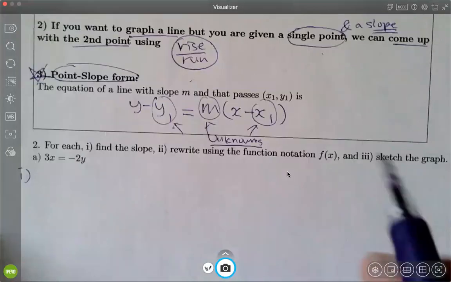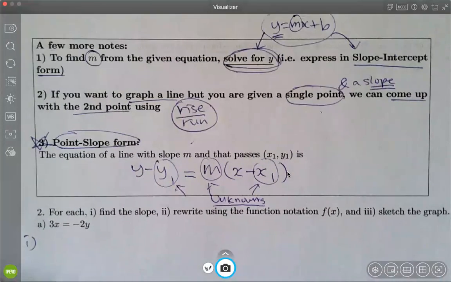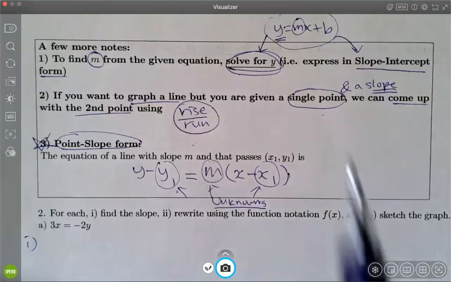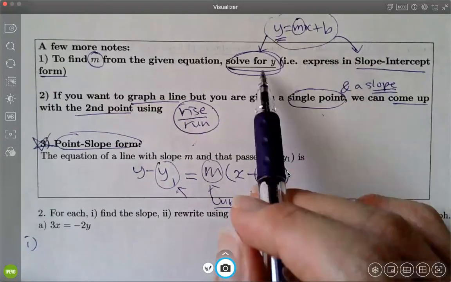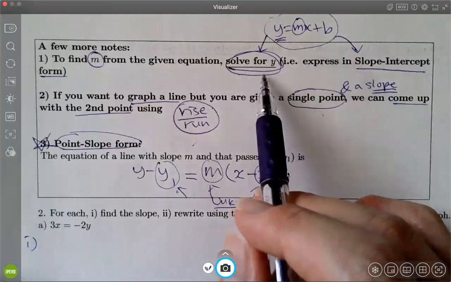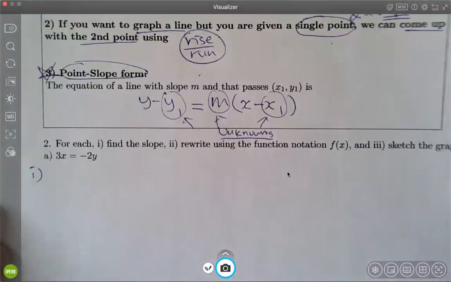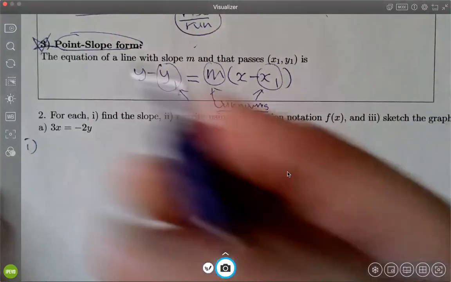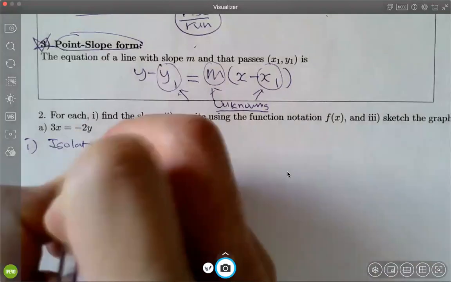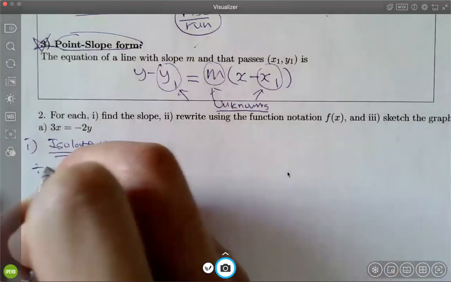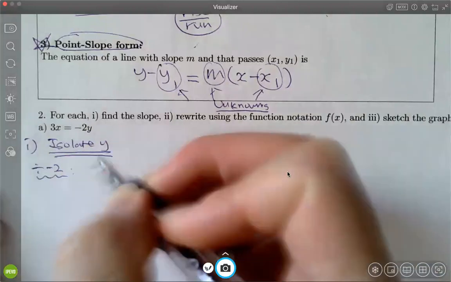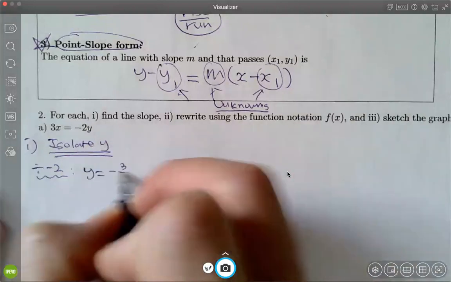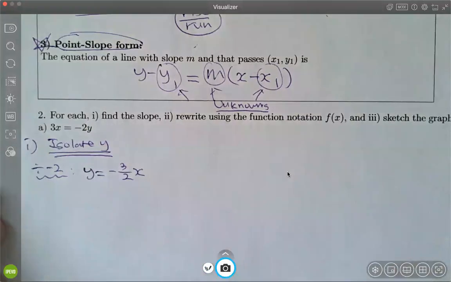To find the slope, we have to express it in terms of what? Y equals mx plus b, right? And what does that mean? Isolate y, right? So here, how do you isolate y? Divide by -2. Okay, so what do you get? Y equals -3 over 2x, or 3x over -2, which is the same thing as -3/2 x, right?